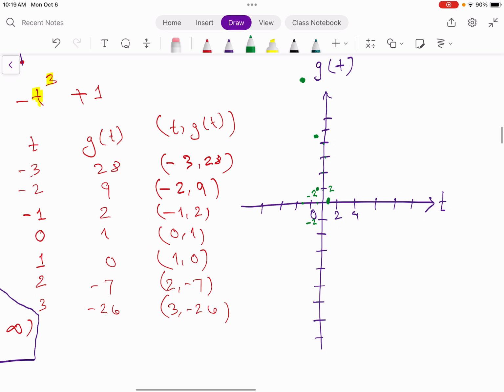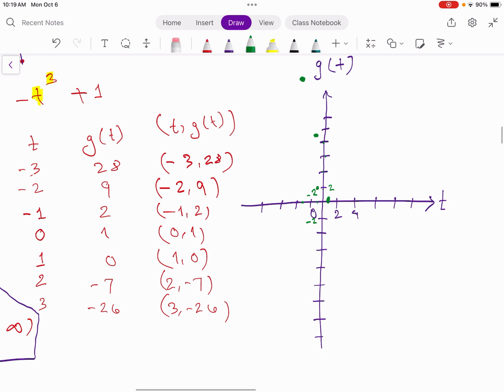1, 0. Oh, no, this is not 2. This is 1, 0. 0, 1 is here. Okay. So this is 0, 1. 0, 1 is on the vertical axis and this is 1, 0. Now 2, negative 7. 2, negative 7. Negative 4, negative 6. Okay, somewhere here. 3, negative 26. Okay, 3, negative 26, somewhere here.